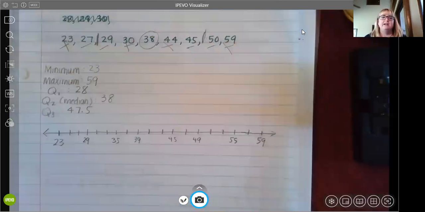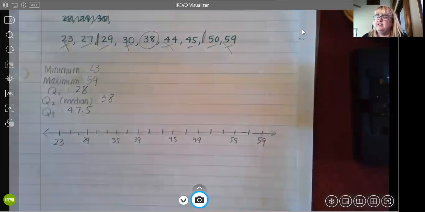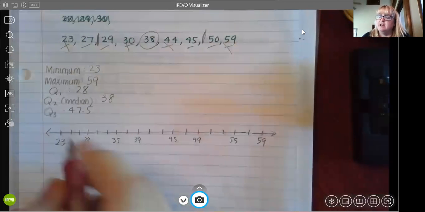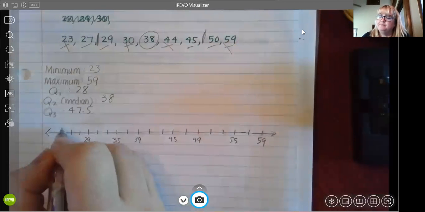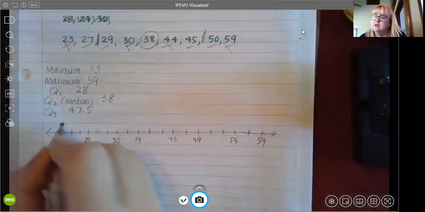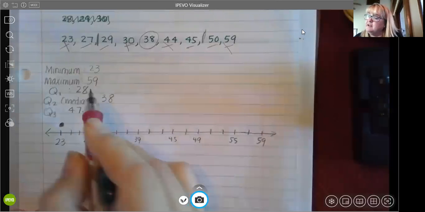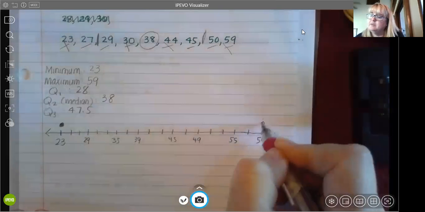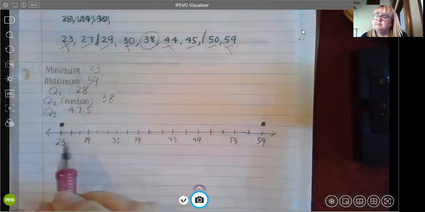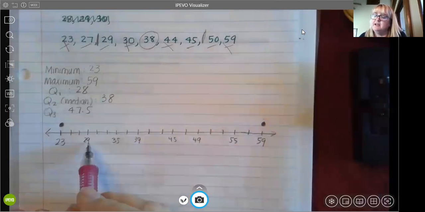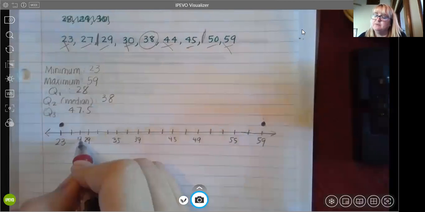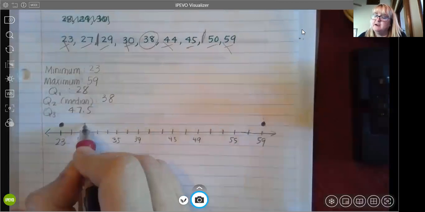All right, so there is a number line. We need to plot these 5 points. So we are going to make a dot above 23. We need a dot above 59. Okay. Then we need a dot above 28. Remember we counted, that's 27, 29, so 28 is going to be right there.